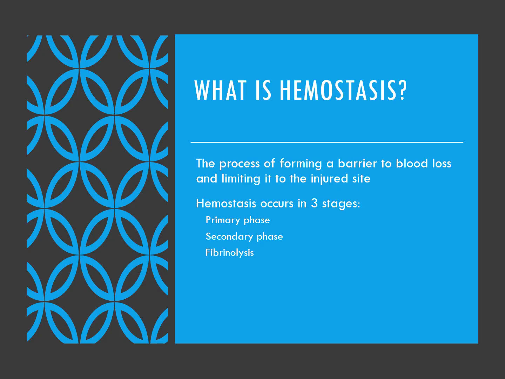You may be wondering, what is hemostasis? Hemostasis is the process of forming a barrier to blood loss and limiting it to the injured site. Hemostasis occurs in three stages: primary phase, secondary phase, and fibrinolysis.